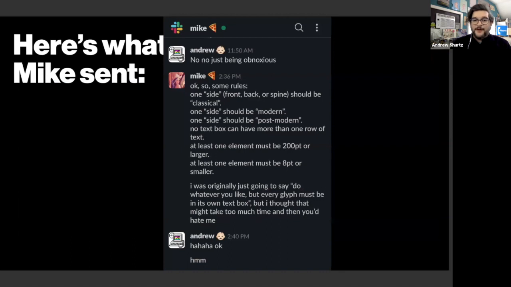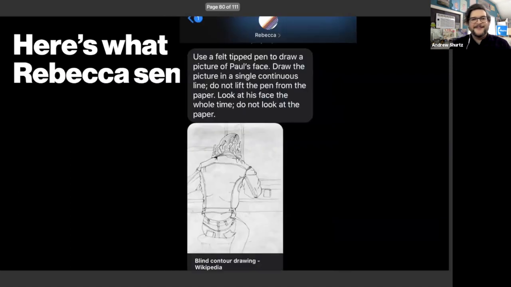One side should be modern. One side should be postmodern. At least one element must be 200 points or above, and at least one element must be 8 points or smaller. Kind of tricky, but I'm like, okay, I think I could go with this.